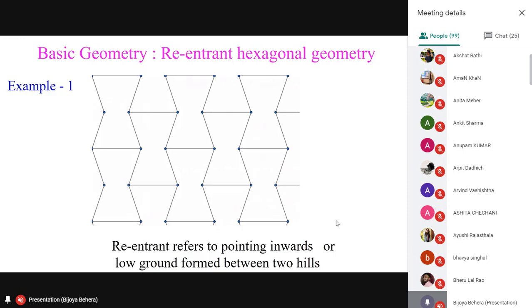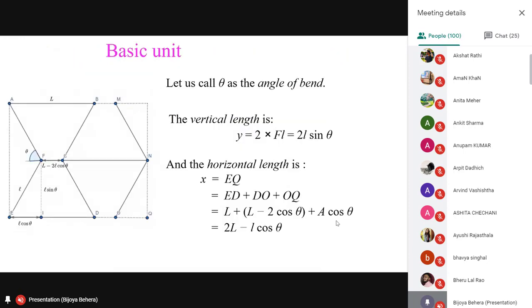This is a multi-cell structure. I have just taken the unit cell. You know unit cell in the case of a Pierce geometry is one warp, one weft. Similarly, this is the unit cell of this reentrant geometry. In this unit cell, angle theta is called the angle of bend.